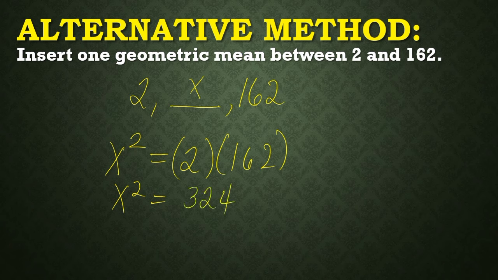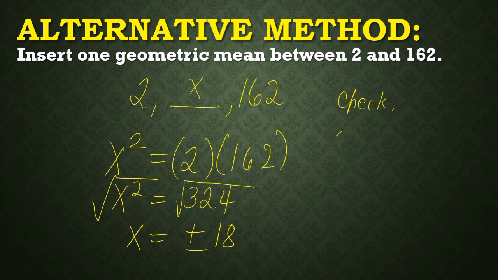Now, we extract both sides. So, the value of x is equal to positive or negative 18. Kagaya ng nakuha natin kanina, positive and negative 18. So, pag nilista natin yun, 2, negative 18, tsaka 162, o kaya naman 2, 18, 162.